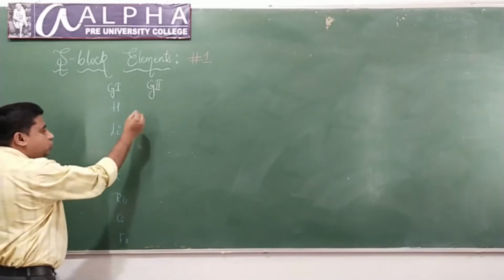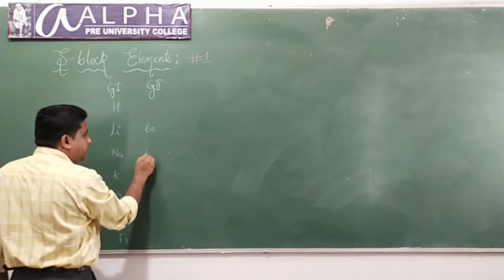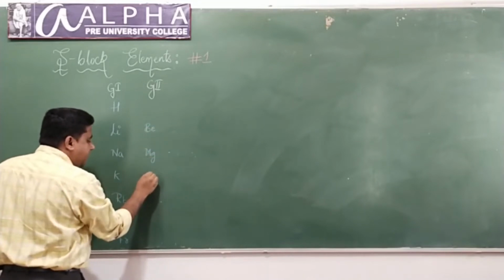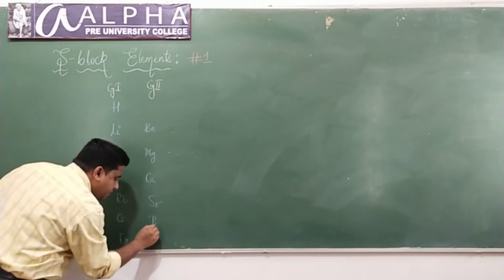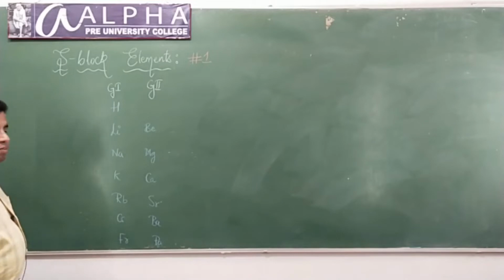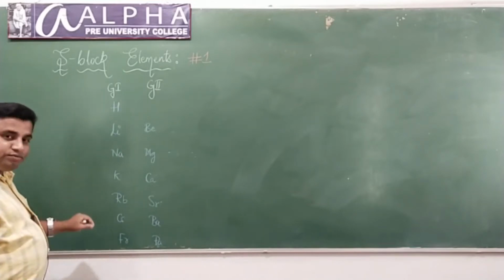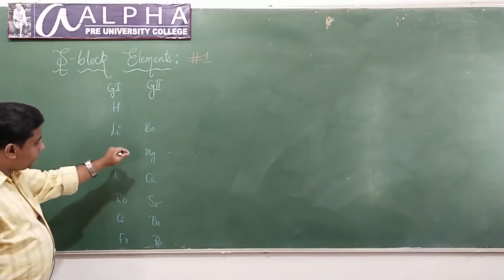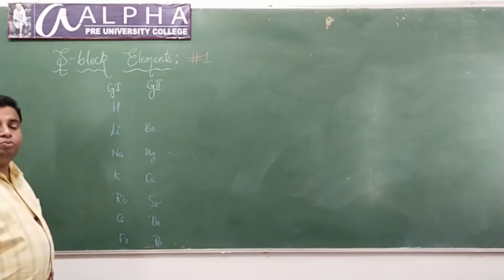In group 2, we have beryllium, magnesium, calcium, strontium, barium, and radium. Please remember: hydrogen, lithium, sodium, potassium, rubidium, cesium, francium are group 1. Beryllium, magnesium, calcium, strontium, barium, and radium are group 2 elements.